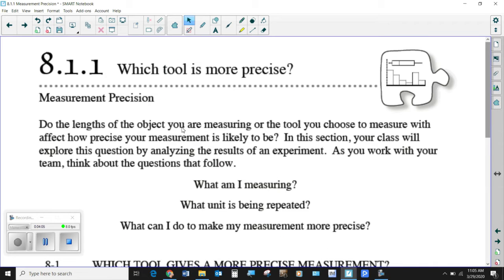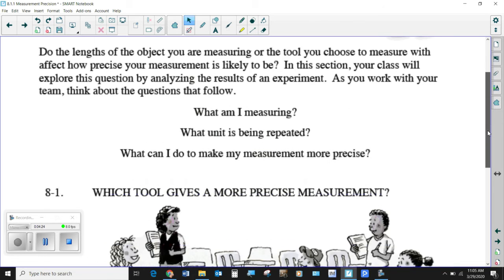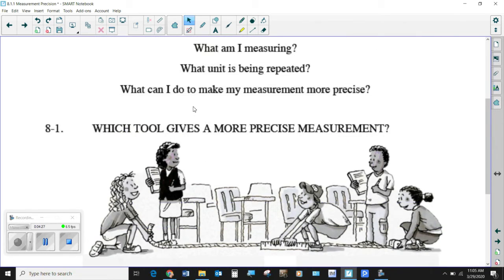All right, so do the lengths of objects you are measuring or the tool you choose to measure with affect how precise your measurement is likely to be? In this section, you, or a previous class, are just going to look at our results and explore this question by analyzing the results of an experiment. As you work with your team, think about the questions that follow. What am I measuring? What unit is being repeated?